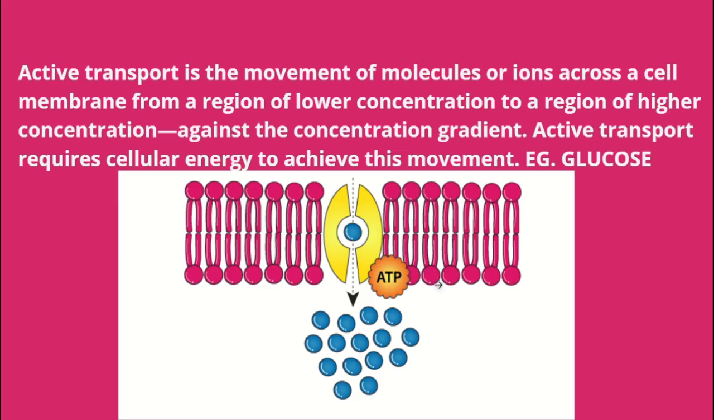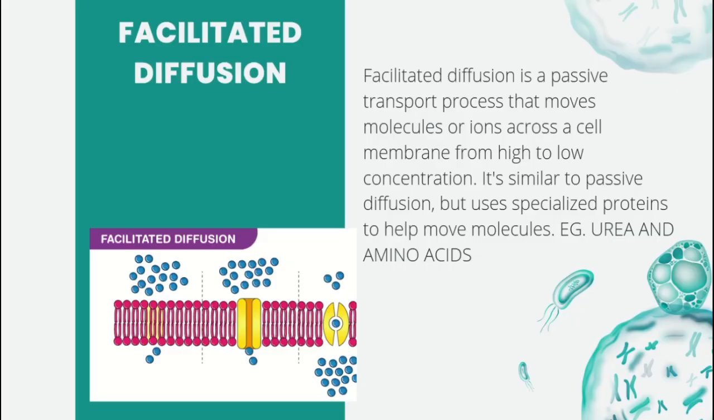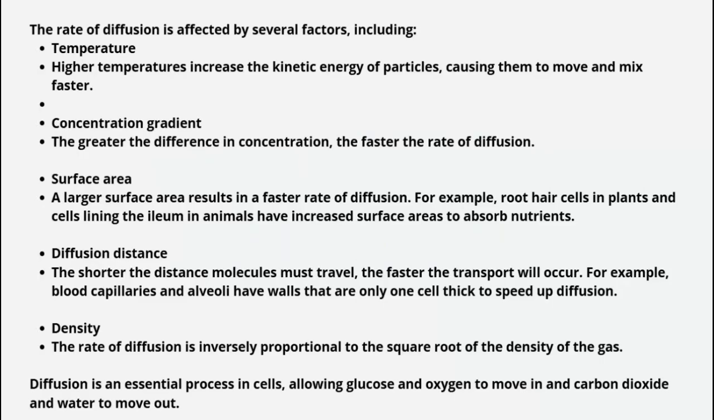Osmosis is also very much passive. It does not require ATP. The only one that uses ATP is active transport. The only one. So anyway, this is the end of the biology series. This is the end of diffusion, osmosis, facilitated diffusion, and also active transport.